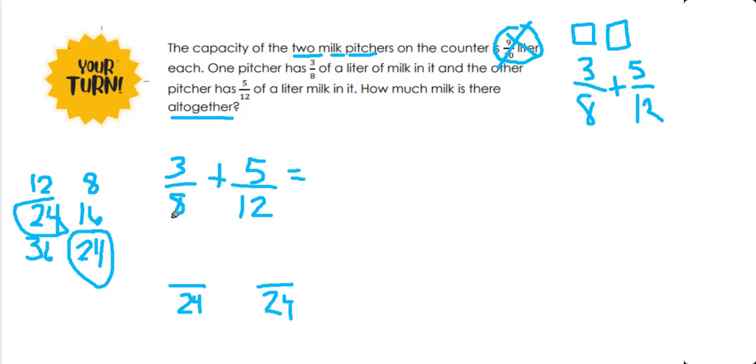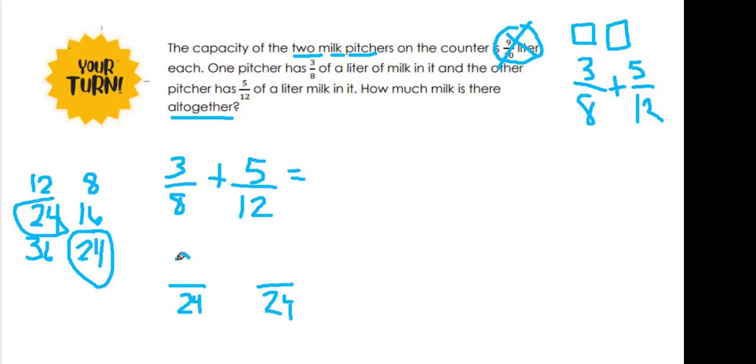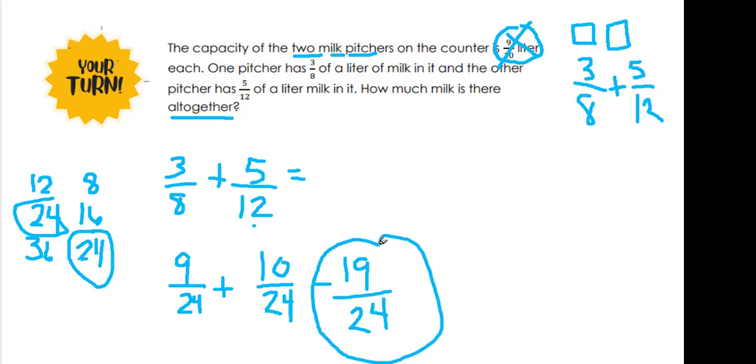8 times 3 is 24. 3 times 3 is 9. 12 times 2 is 24. 2 times 5 is 10. And we're going to add these together, and that will equal 19 over 24, and that is how much milk that we have in the two pitchers combined. That is reduced because 19 only has two multiples, 1 and 19, so that is our final answer.